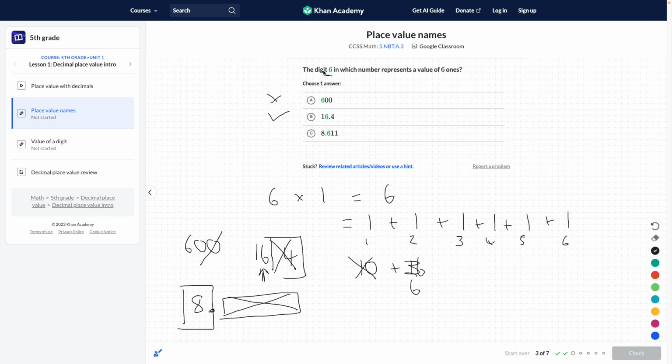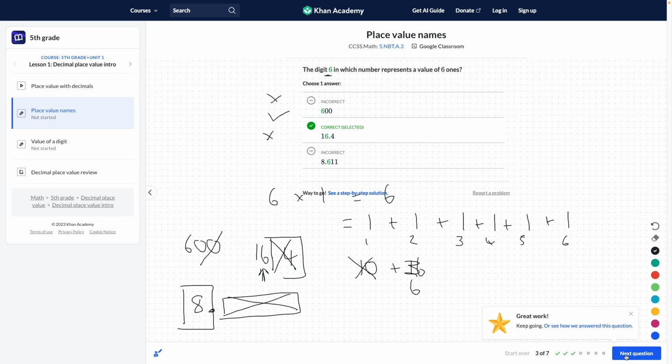But the question is the digit 6. This would then be the hundreds, as we already said. This is the ones, but this is the tenths, 6/10 of 8. So this is wrong. So we know it's B. And we'll do the next question.